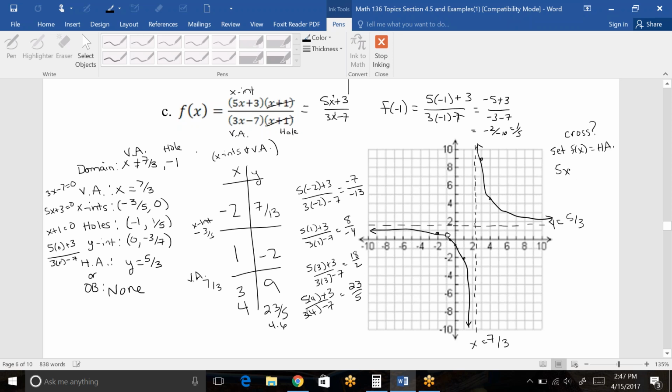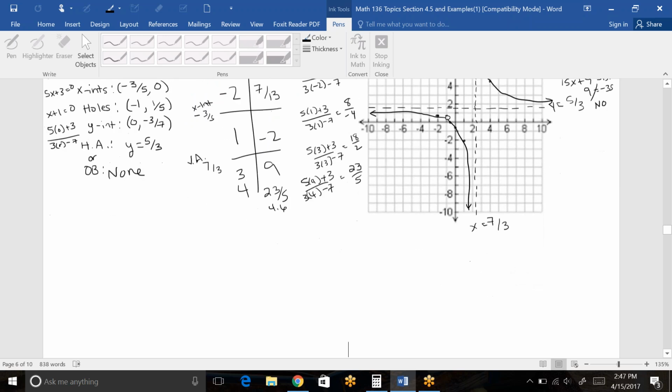So I say (5x plus 3) over (3x minus 7) equals 5/3, which is my horizontal asymptote. We cross multiply. That would be 15x plus 9 equals 15x minus 35. Notice when you go to cancel out and move the x's over, they both cancel because they're both +15x, so we don't cross. So we know for sure that this is the correct graph without it crossing this horizontal boundary. All right, so let's look at another one.